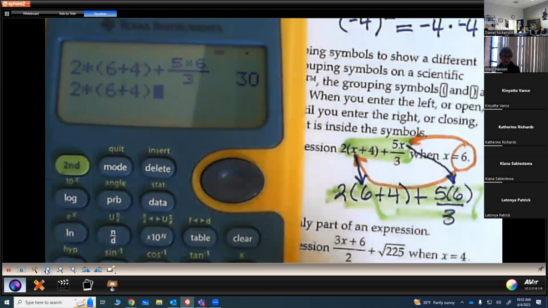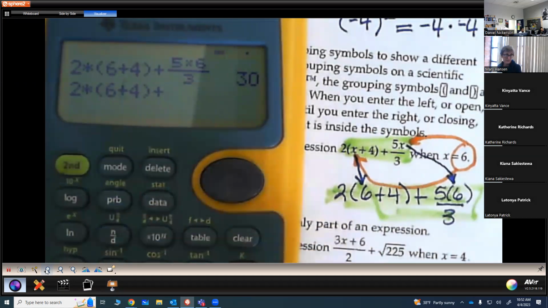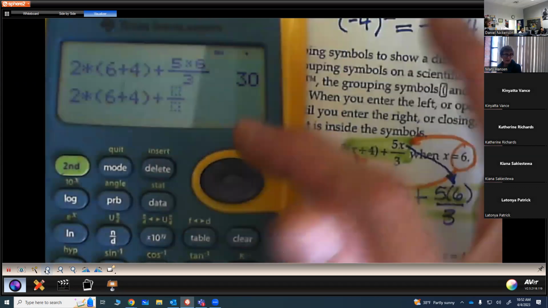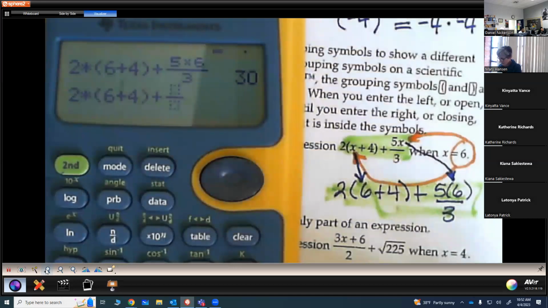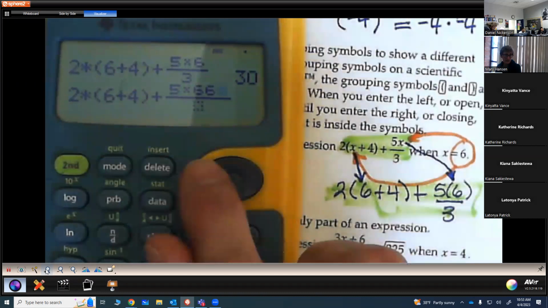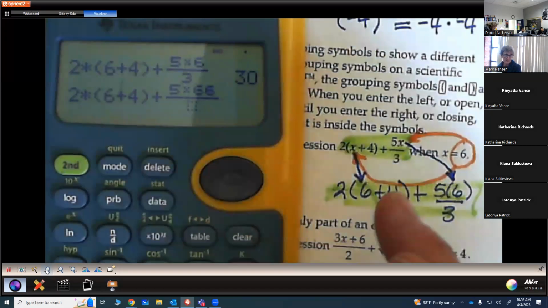And then I'm going to add this fraction. So you hit the addition sign, and then you need a fraction template. And so 3 keys above the 7, there's the fraction. And when you push that key, it just makes a template that you can then fill in. And so the blinking cursor is on the top of the fraction. It will always start on the top. And on the top of my fraction, I have 5 times 6. Whoops, I put 5 times 66. So I'm going to toggle left and delete that extra 6.